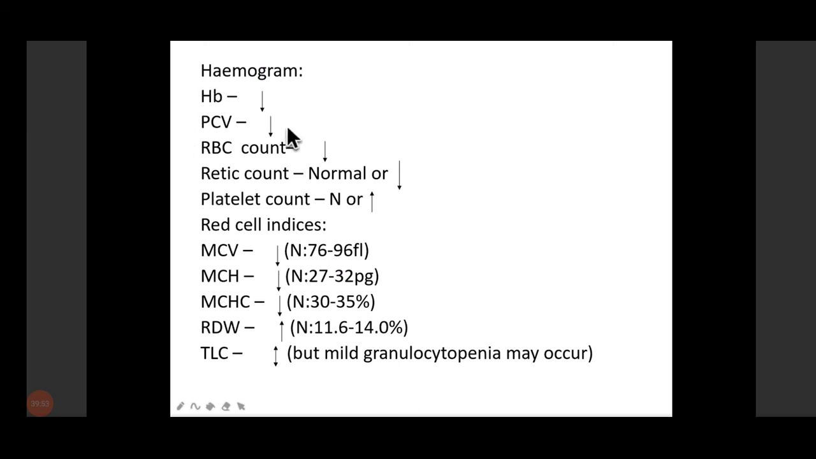The Hb will be low, packed cell volume will be low, red cell count will be low, and the retic count will be normal or decreased for the degree of anemia. Platelet count is usually normal, or increased if there is underlying chronic blood loss. Red cell indices will all be low. However, RDW will be increased, that is, the degree of anisocytosis will increase. The TLC may be normal or decreased.